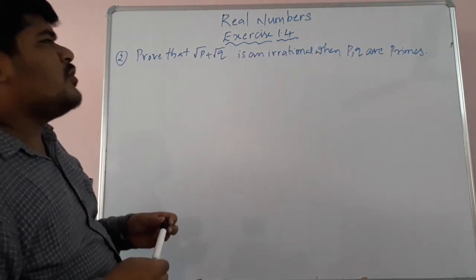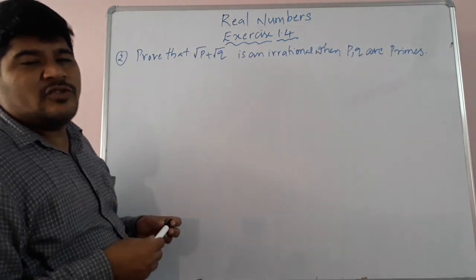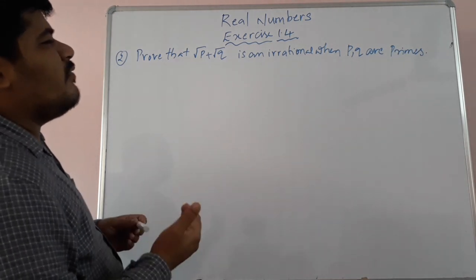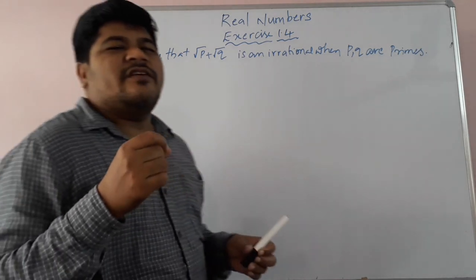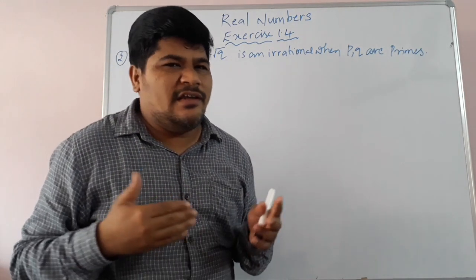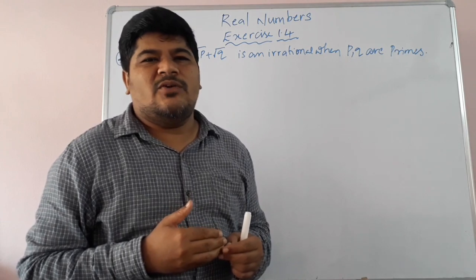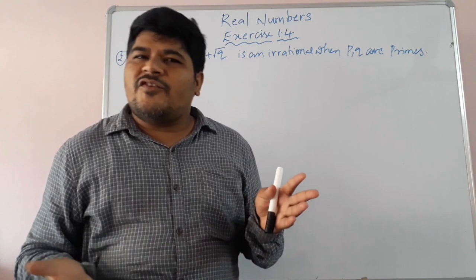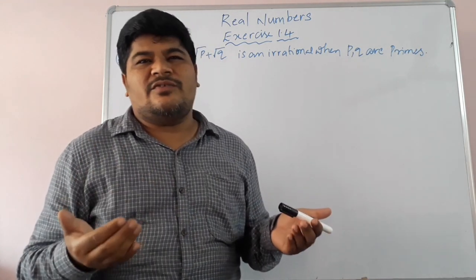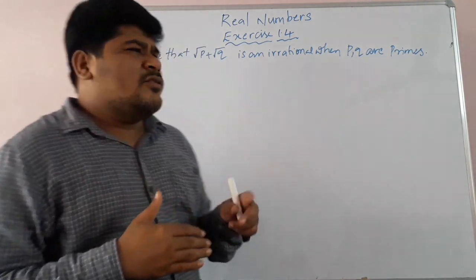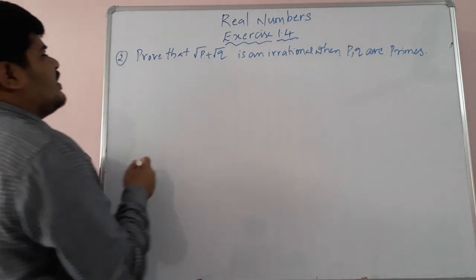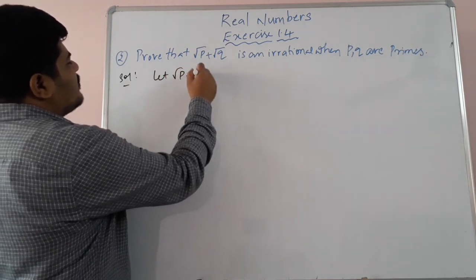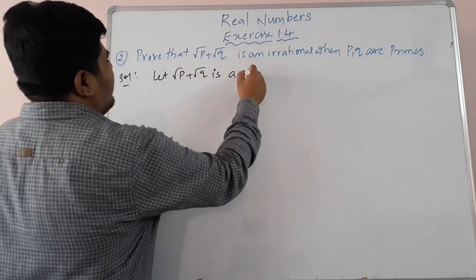Now let's see problem number 2, and this is the last problem in this exercise 1.4, children. Prove that root p plus root q is an irrational when p and q are prime numbers. If n is a prime number, then root of n is irrational. So root p and root q both are irrational. Sum of two irrational numbers is also an irrational, so root p plus root q is also an irrational. Even the contradiction method we can use here. So let root p plus root q be rational.